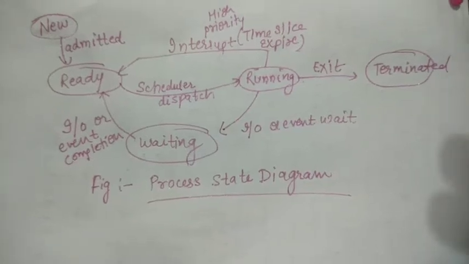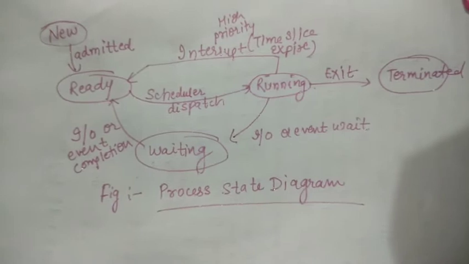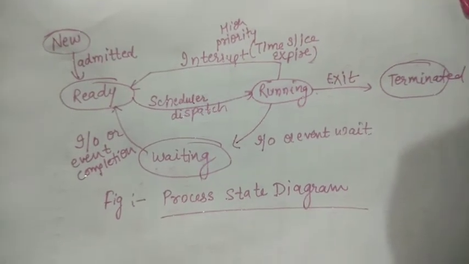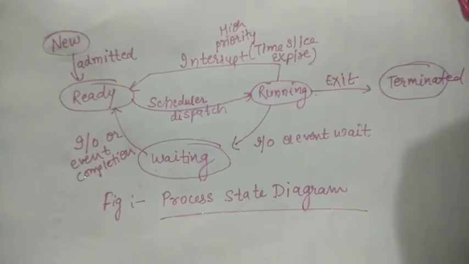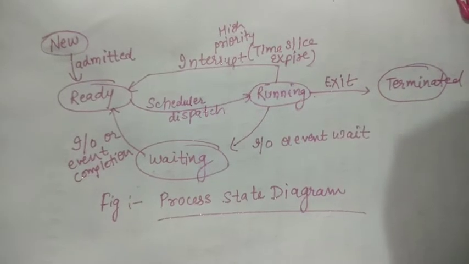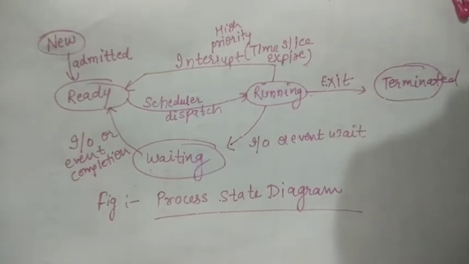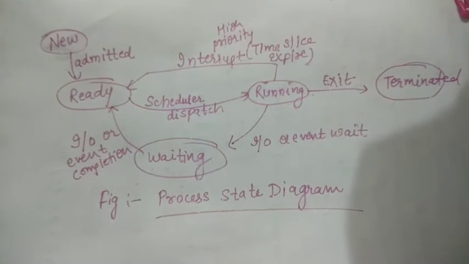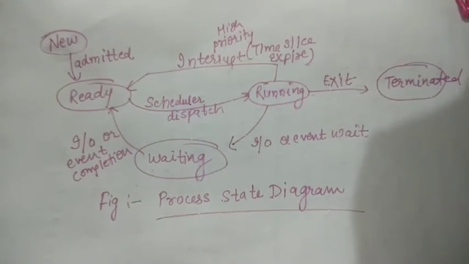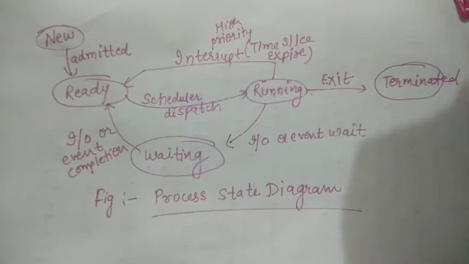Now let's look at a diagram of the process states and see how a process begins from the new state and reaches the terminated state. So here we have the diagram which shows the process states, and here we have all the states that we just studied before, and let's see how a process changes from one state to another using this diagram.